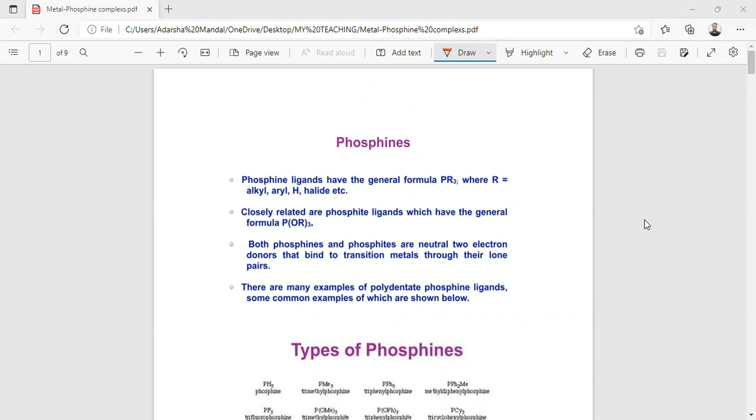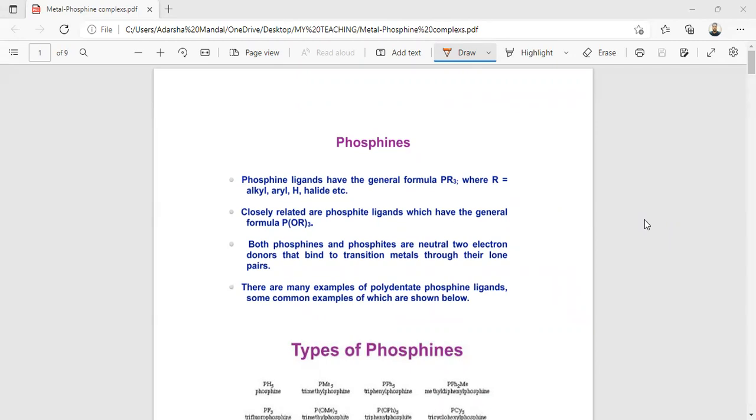Today I will teach about the metal phosphine ligand. So phosphine is a spectator ligand. Spectator ligand means the ligands which are present on the metal center but don't take part in the reaction, although their electronic or steric properties can alter the reactivity of the metal complex.